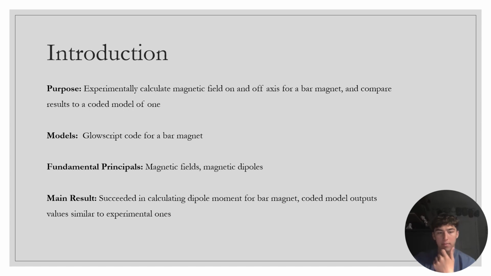The main model we used was a GlowScript code for the bar magnet, and the fundamental principles involved were magnetic fields and specifically magnetic dipoles like our bar magnet. Our main result was that we succeeded in calculating the dipole moment for the bar magnet from experimental results, and our coded model outputted values similar to our experimental ones.